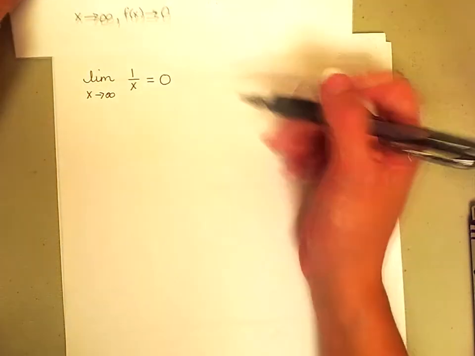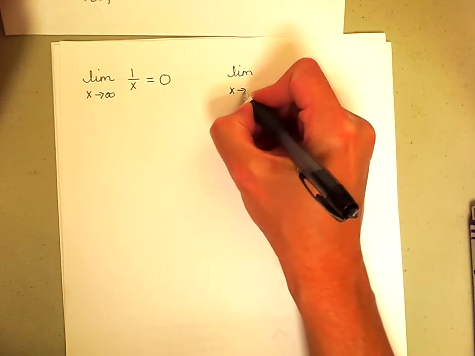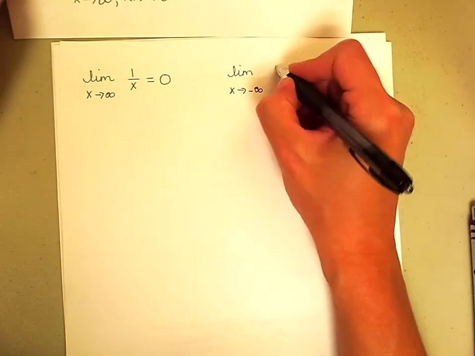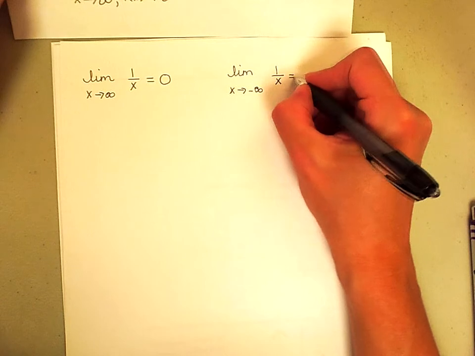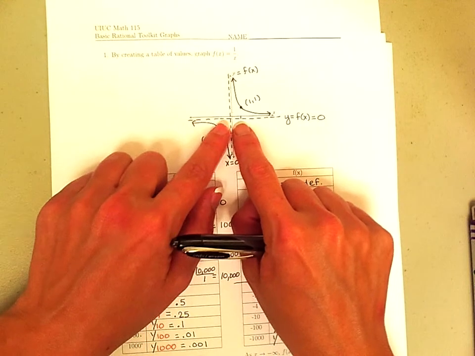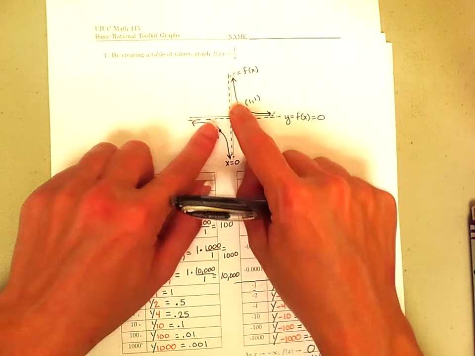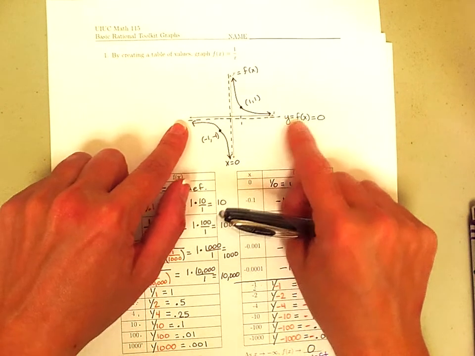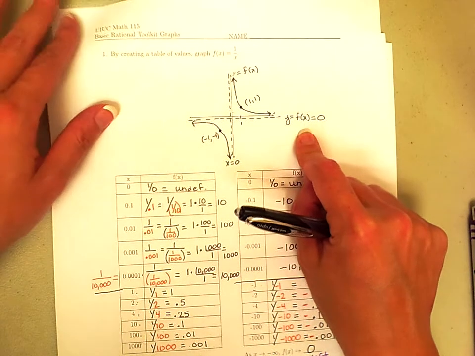We also had the left-hand notation. We could have said the limit as x goes to negative infinity of our function, which happens to be 1 over x, also equals 0. So no matter what value of x, either in the negative direction or in the positive direction, the function was approaching 0, and hence we had this horizontal asymptote y equals 0.